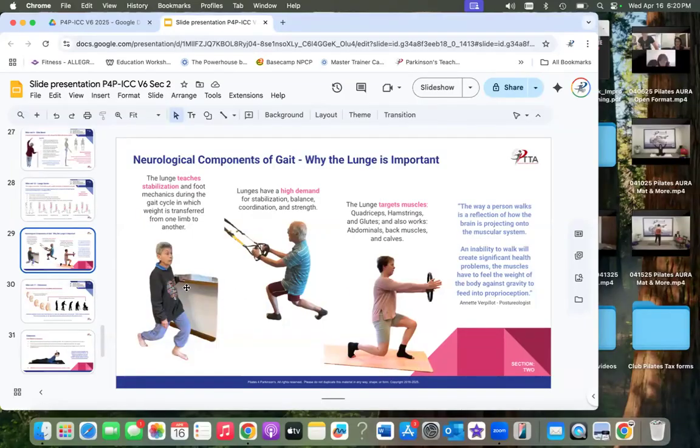So here, look at the first two, the woman and the man in the center. She's holding the counter with one hand. He's holding a suspension trainer. Which of these two do you think is more challenging to stabilize? The single hand or the suspension trainer?